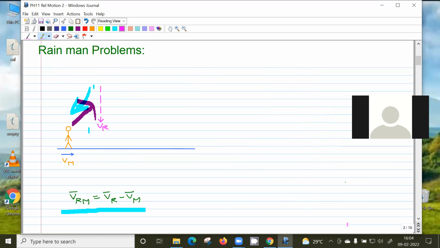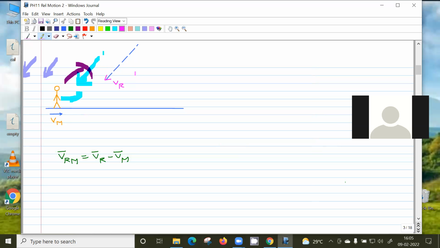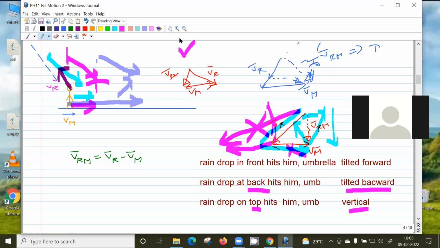So there is no further complication in this rain-man problem. The velocity of the man is fixed. There is no change in that. The only variable is the rain with respect to ground, which can be vertically downwards, or hitting him from the front, or coming from the back. When it is coming from the back, it's possible to tilt the umbrella in three ways. There is no other complication in this problem.